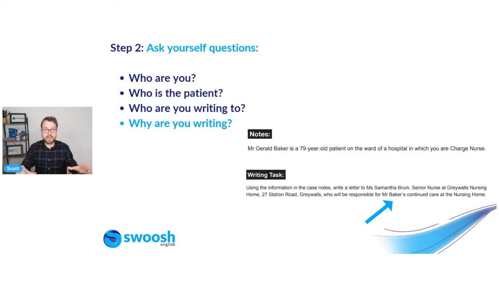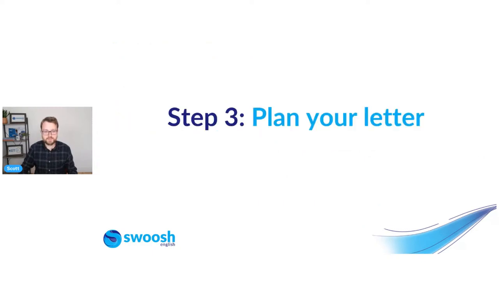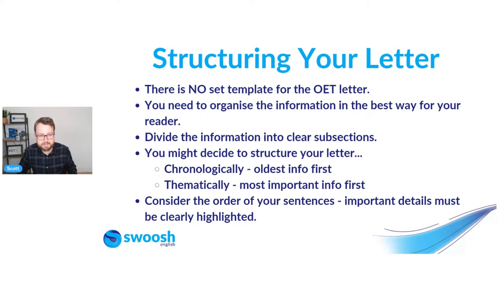So now we've identified these 4 questions. This should make it easier for us now to start crafting our purpose and extracting that relevant information that we need to identify this information here. So step 3 is to then move on to planning your letter. How can we plan this at the very beginning? Okay, so as mentioned, there's a few bullet points here I want to go through.